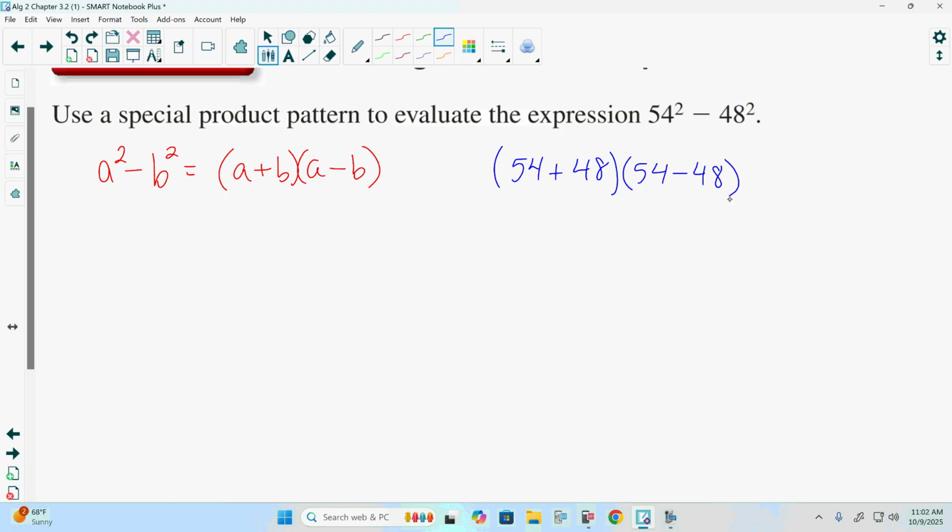54 plus 48 would be 102, because 8 and 4 would be 12, carry the 1. 5 and 4 is 9, plus our 1 that we carried would be 102. 54 minus 48 would be 6. And now we just have to do 102 times 6, which would be 612. Questions on this here? We're ready to look at the next one.